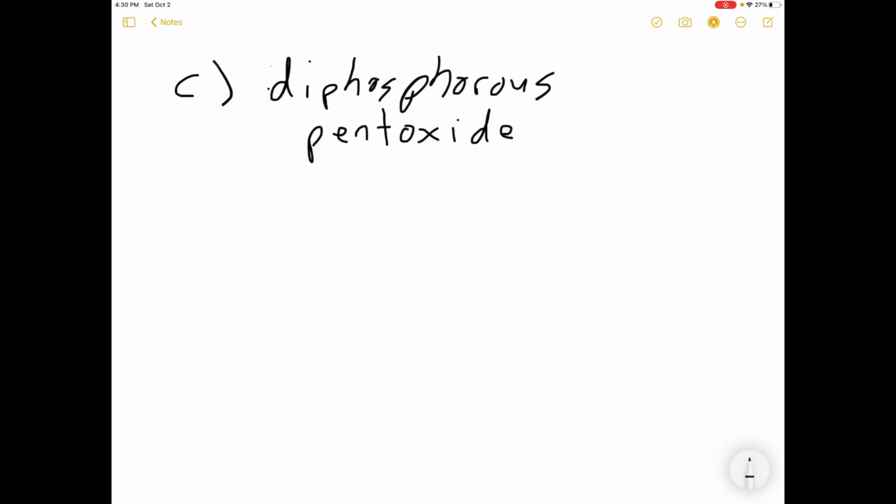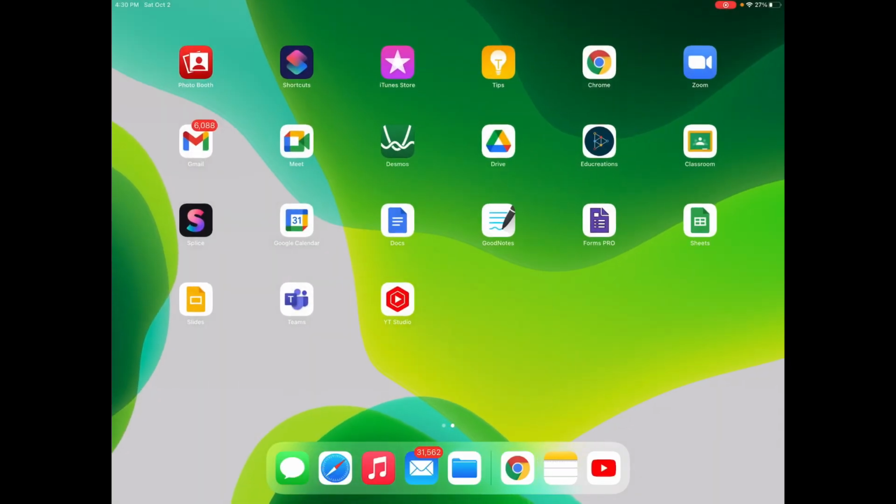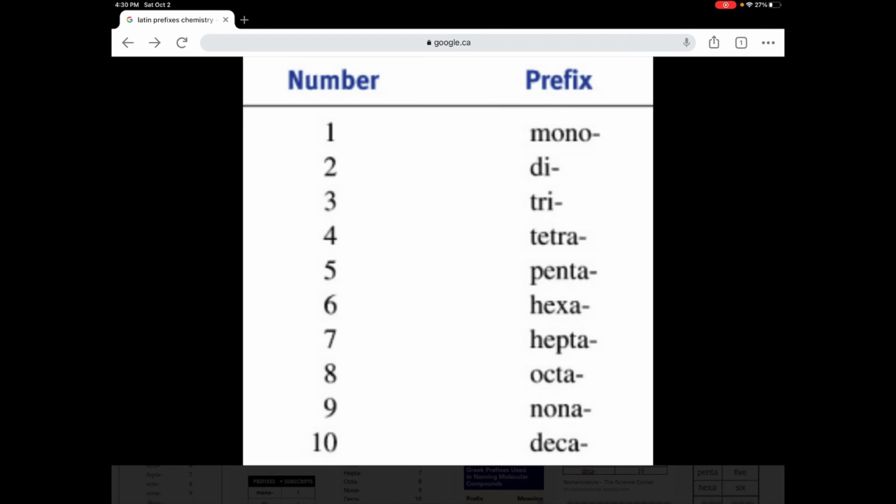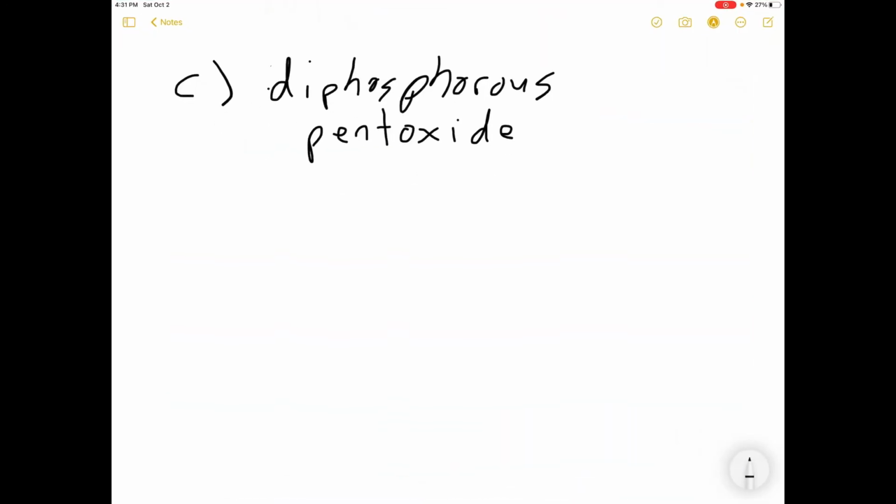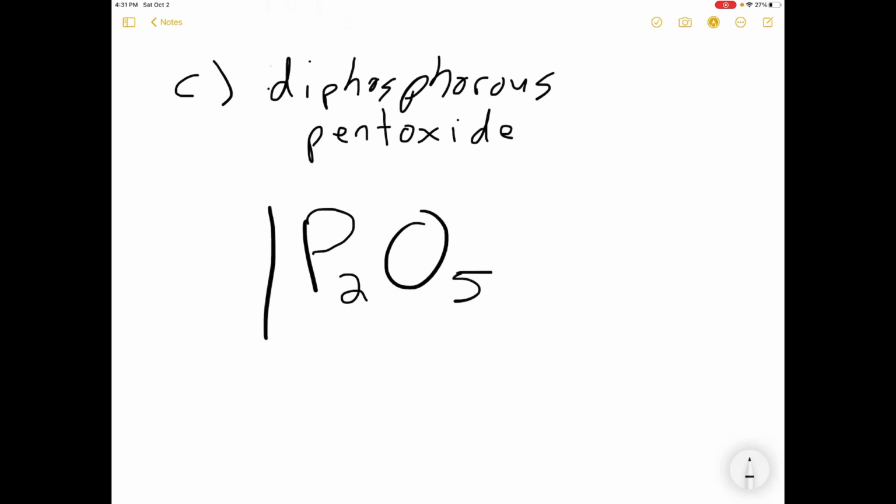So hopefully by now you've got some form of an answer. For diphosphorus, we see that the first element would be phosphorus. We'd put a subscript of 2 because di means 2, and then penta would represent 5 atoms of oxygen. So putting it all together, it would look something like this: P2O5.